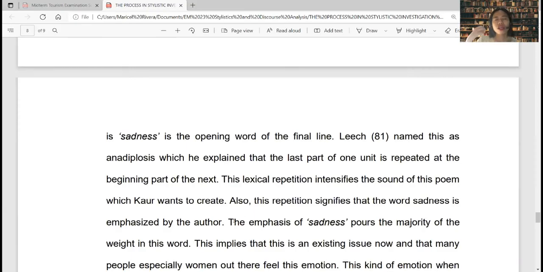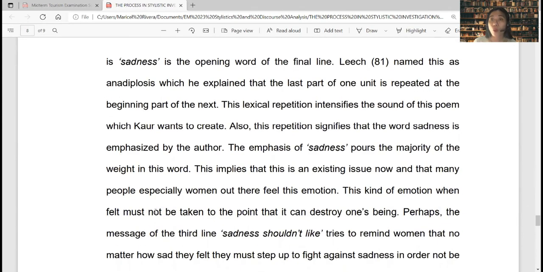So what Kaur here wants us to really imagine or sink into the mind is the word sadness. Also, this repetition signifies that the word sadness is obviously being emphasized by the author. So the emphasis of sadness pours the majority of the weight in this word. So since ginabalik-balik, na kay gustong ipaabot, di ba? This implies that this is an existing issue now and that many people, especially women out there, feel this emotion. So now, nagpadung na ko sa gitawag og interpretation, di ba? Kay gi-start na nako siya og kuan sa symbolism.